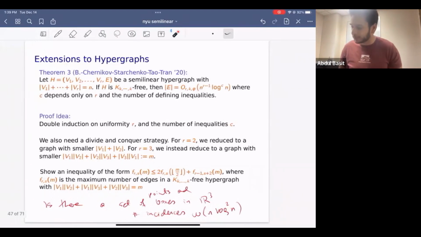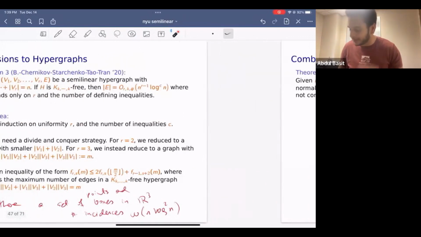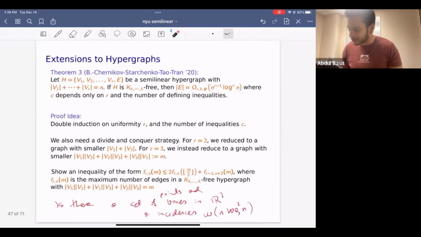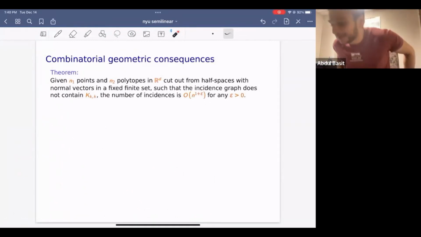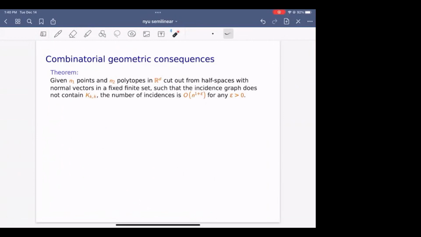Okay, so that's what we can say for hypergraphs. That's the two big theorems. And again, we have a bunch of consequences in combinatorial geometry and also maybe model theory. I'm afraid to talk about model theory now because I forgot what I was going to say.